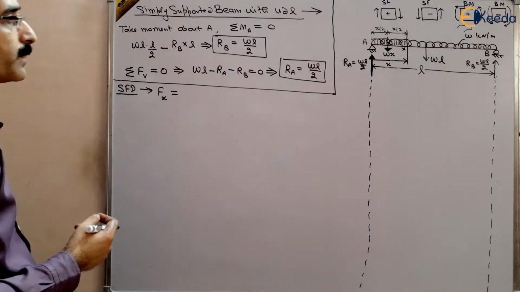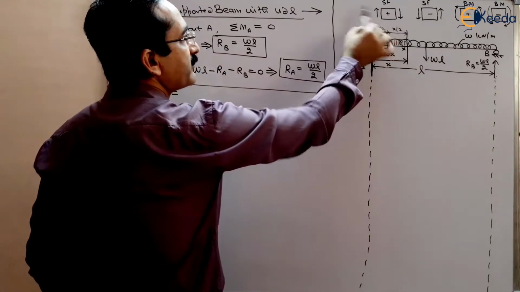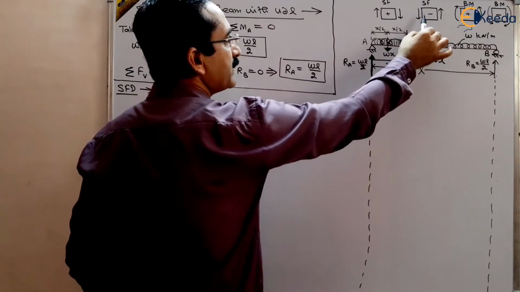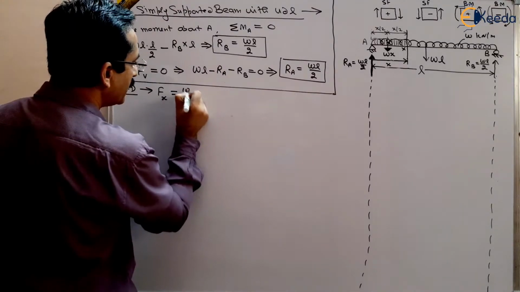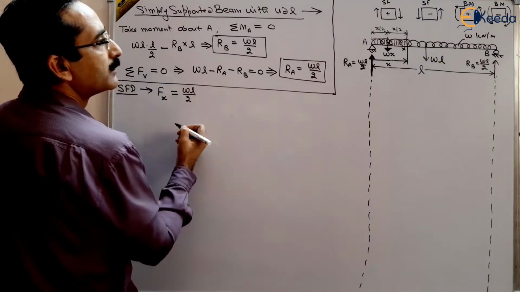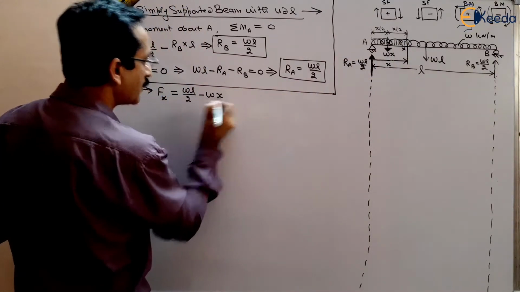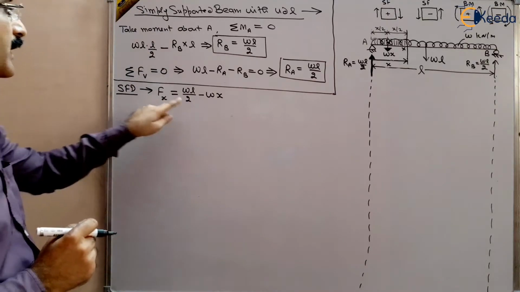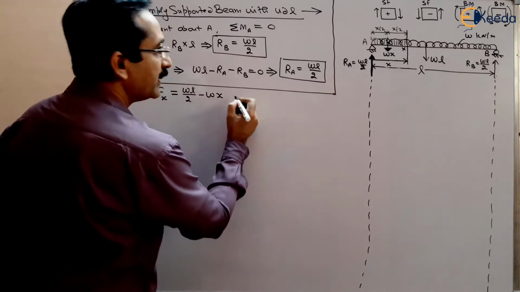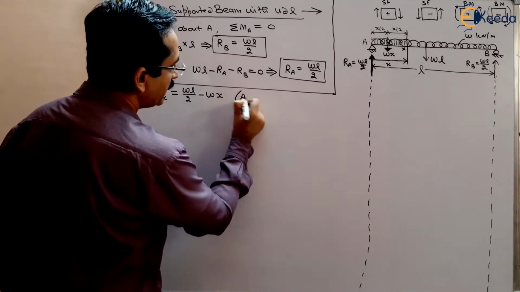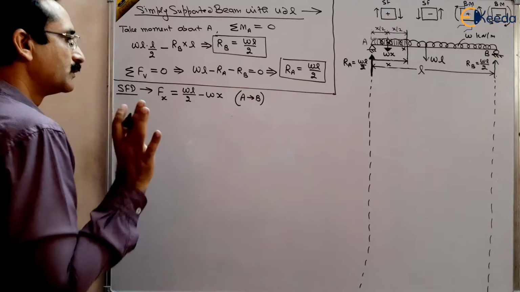Right? According to sign convention, because we are taking left side, the upward forces on left side is positive and downward forces on left side is negative. So this WL by 2 is positive upward, and this is minus WX because it is downward. So this is the shear force at a cross section X, right? And this is valid from A to B, because there is no other force in between. So this is the shear force.